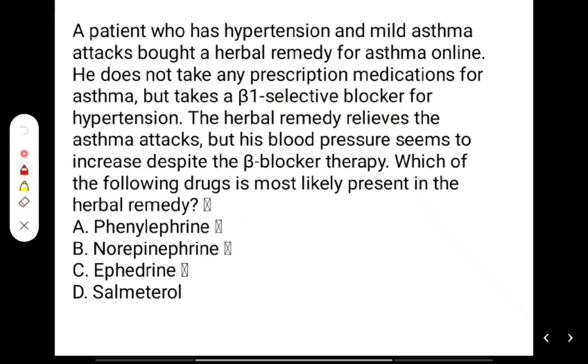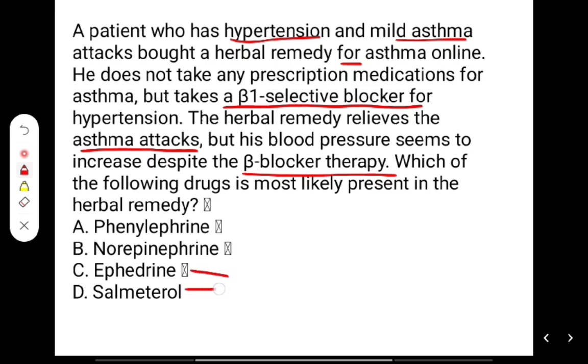Now, a patient who has hypertension and mild asthma attacks bought an herbal remedy for asthma online. He does not take any prescription medicine for the asthma but takes beta 1 selective blocker for hypertension. The herbal remedy relieves the asthmatic effects but his BP seems to increase despite the therapy. Which of the following drug is most likely present in the herbal remedy? Now, phenylephrine, norepinephrine, ephedrine or salmeterol.